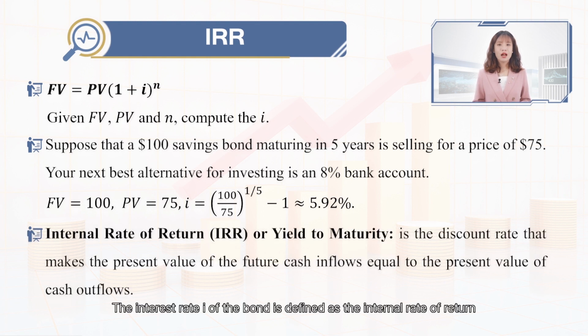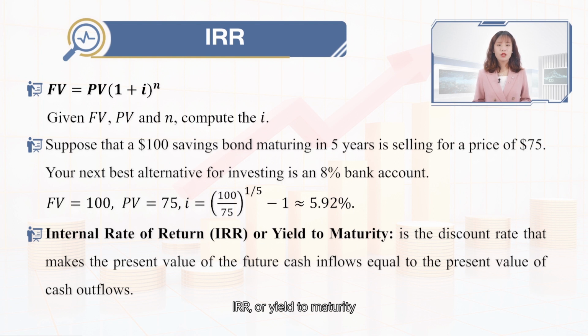The interest rate I of the bond is defined as the internal rate of return, IRR, or yield to maturity, which is the discount rate that makes the present value of the future cash inflows equal to the present value of cash outflows. In this example, the IRR is the rate for the condition where the PV of the future cash inflows $100 is equal to the PV of the cash outflows $75.